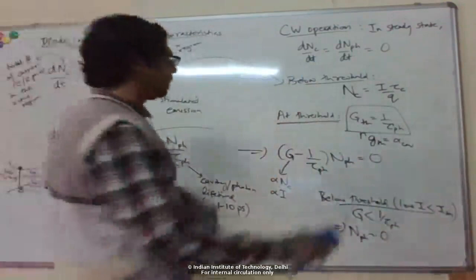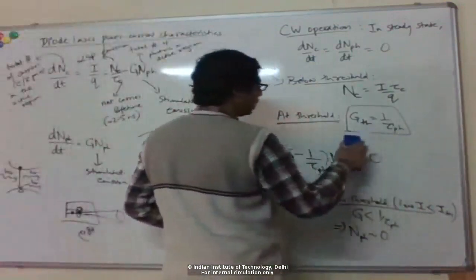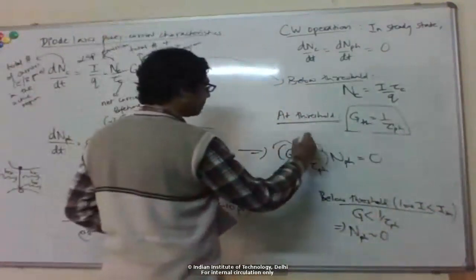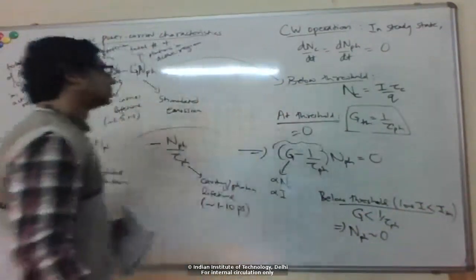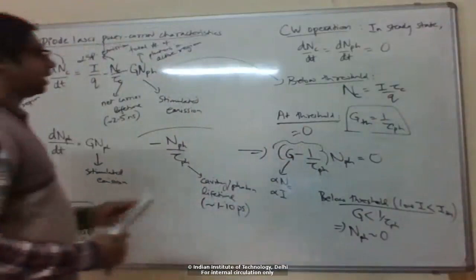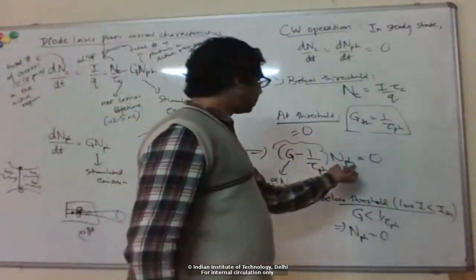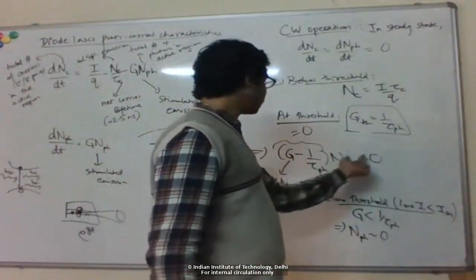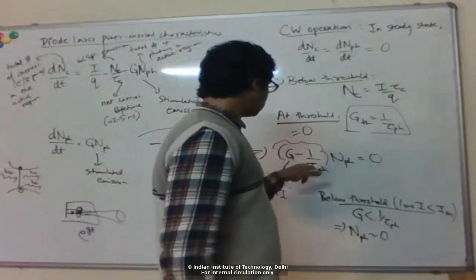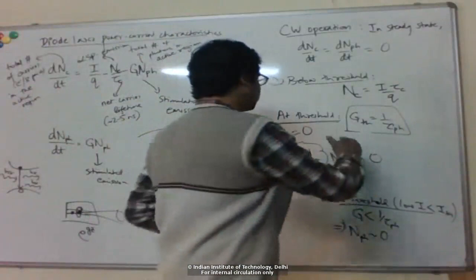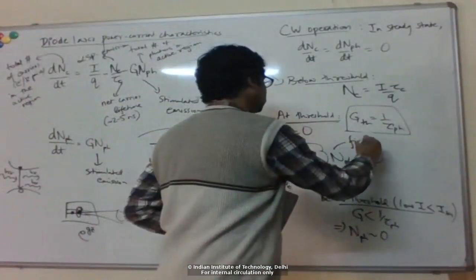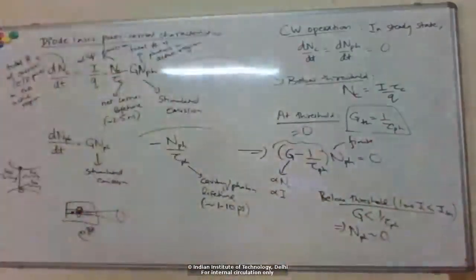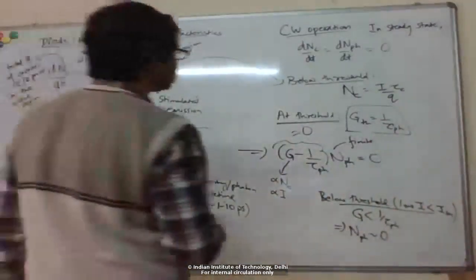So at threshold, this quantity becomes equal to 0. Now you can see that the number of photons need not be 0 anymore, just the product needs to be 0. So once G becomes equal to 1 over tau photon, this becomes finite. As soon as we go to threshold, we start generating photons in the cavity.